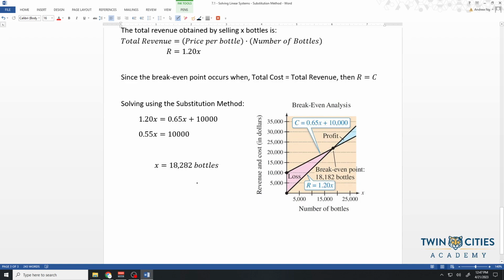Any number of bottles less than this, I would be using more money than I would be making from this business. So that's not good. And any number of bottles I sell after this point is profit. So that's one example of how to use systems. We'll be looking at a few more in the coming sections and lessons after this.